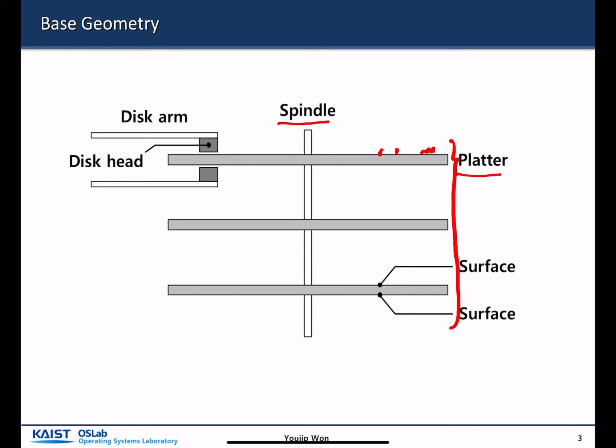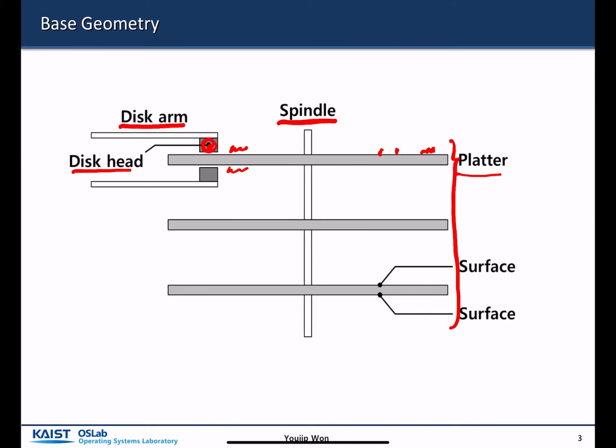This is called the disk head. The disk head is attached to an arm, which is called the disk arm. In here, there are 3 platters. Each platter has 2 surfaces, the upper side and the downside, and this platter has 2 arms and 2 heads, one head for each surface of the platter.